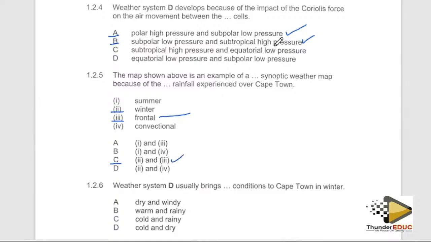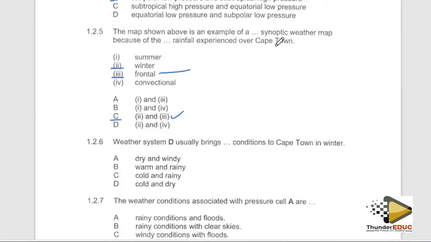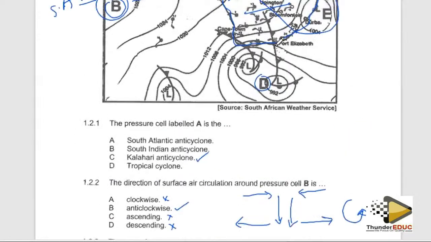Let us proceed to question 1.2.6, which says weather system D usually brings dash condition to Cape Town in winter. Let's check weather system D once again. So the weather system D is a mid-latitude cyclone. And as you can see, they're saying this is Cape Town already. And you can see there's a cold front already approaching Cape Town there, right?